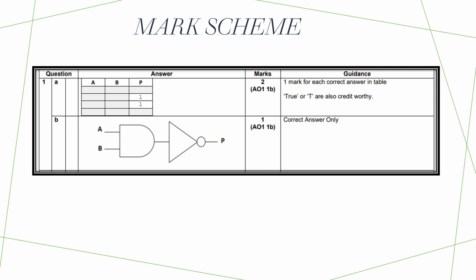It does say that you can put true or T for basically saying that the Boolean answer is true. And also for 1B, there is only one correct answer. You have to tick that particular logic circuit. It should have been fairly easy. If you know what the logic gates are for the different operators, then you will know that that was the only one with an and a not. Okay, let's move on to the next question.